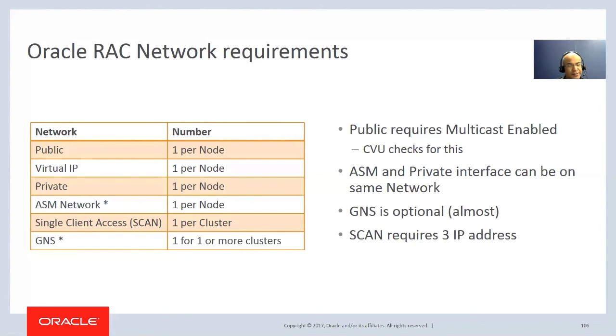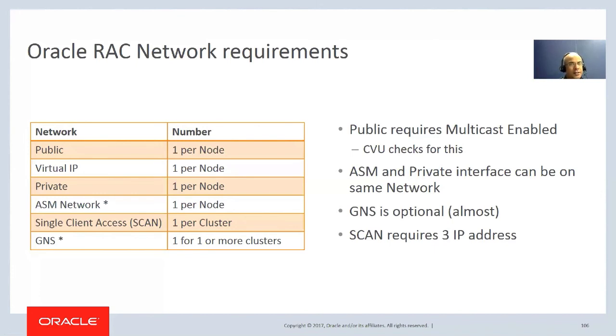Remember we have this new Flex ASM aspect. So this ASM network is used for the Flex ASM. We have what we call SCAN or single client access network. Again, this is one per cluster. SCAN is very interesting because remember this was there for a particular reason. The reason being, anytime you add or delete nodes, the client SQLnet or tnsnames.ora does not need to be updated, because you usually define them with one SCAN information.